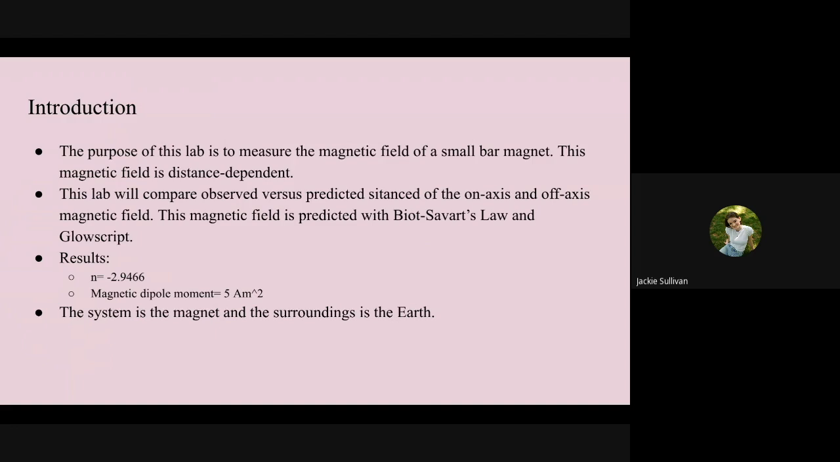I investigated how the magnetic field changes with distance from the magnet, both along the axis and off to the side, to determine how that would affect the actual magnetic field. Using GlowScript, I also modeled the expected magnetic field behavior. The results were that we found n is equal to negative 2.9466, and we also found the magnetic dipole moment was 5, and I have calculations for this later. The system is the magnet, and the surroundings is the Earth.